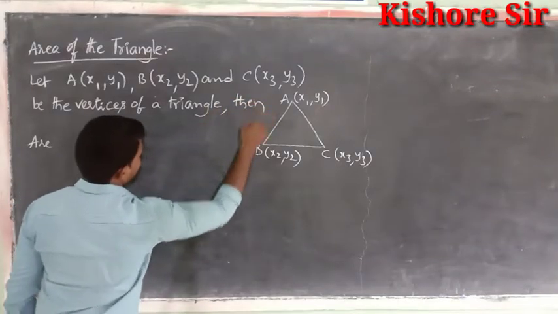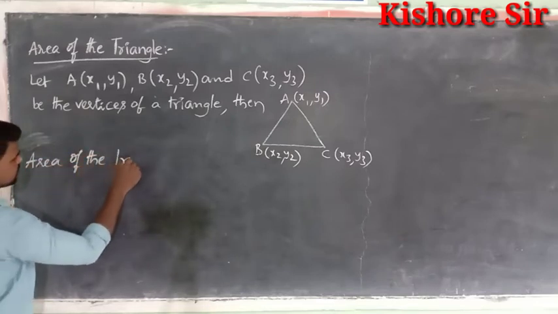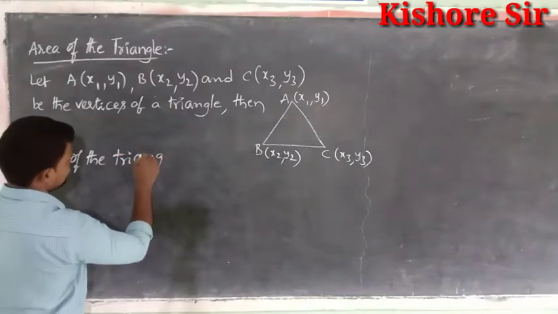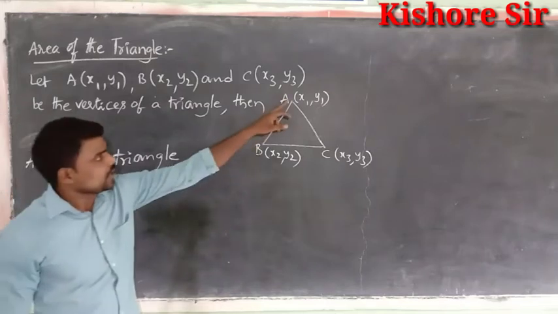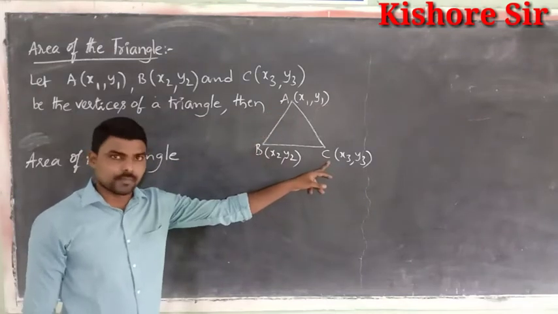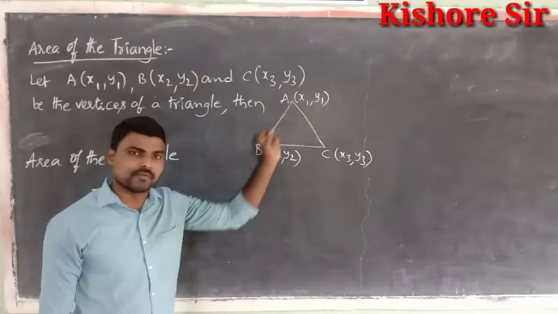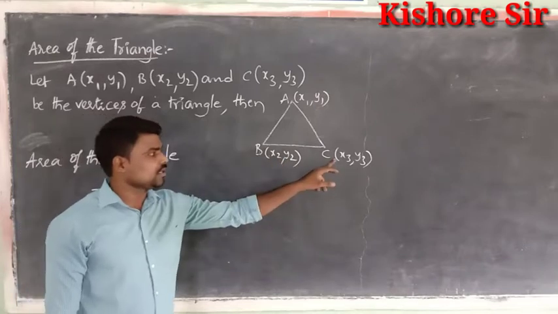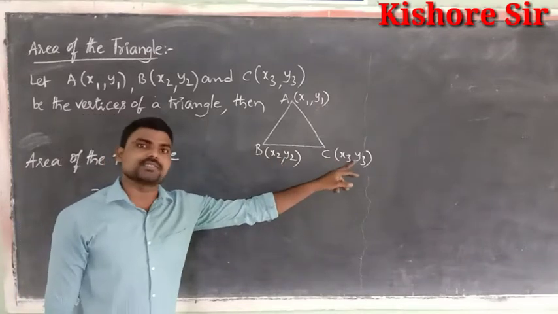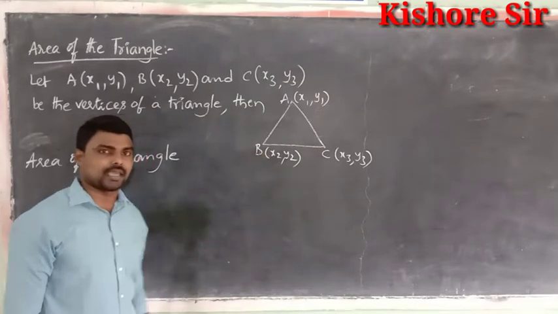Then area of the triangle is equal to... A, B, C are 3 points. The coordinates of point A are x1 comma y1. The coordinates of B are x2 comma y2 and the coordinates of C are x3 comma y3. So A, B, C are the vertices of a triangle.